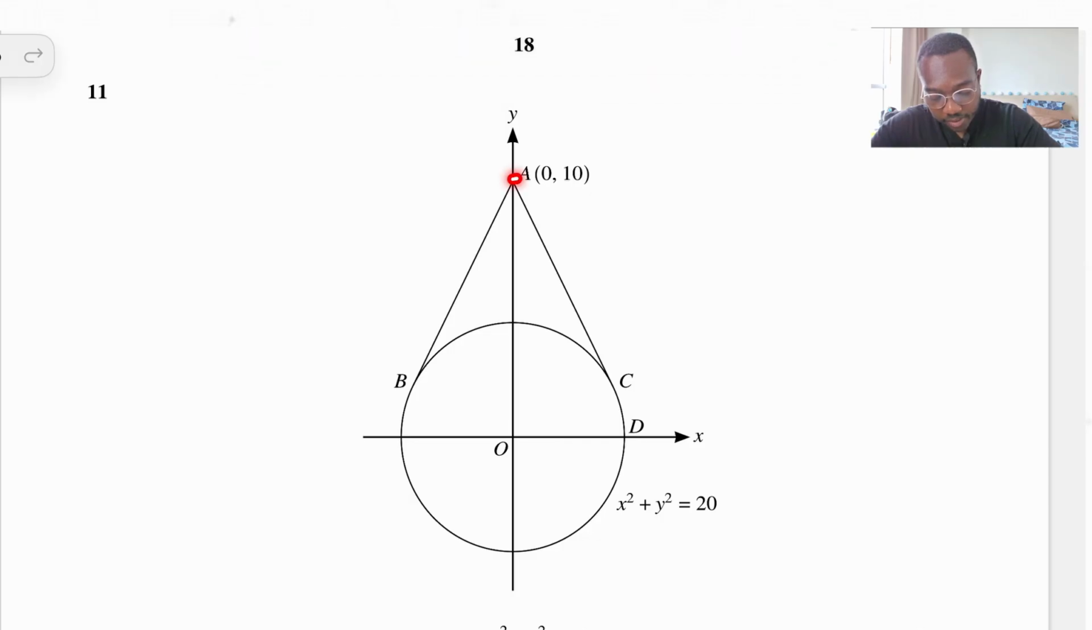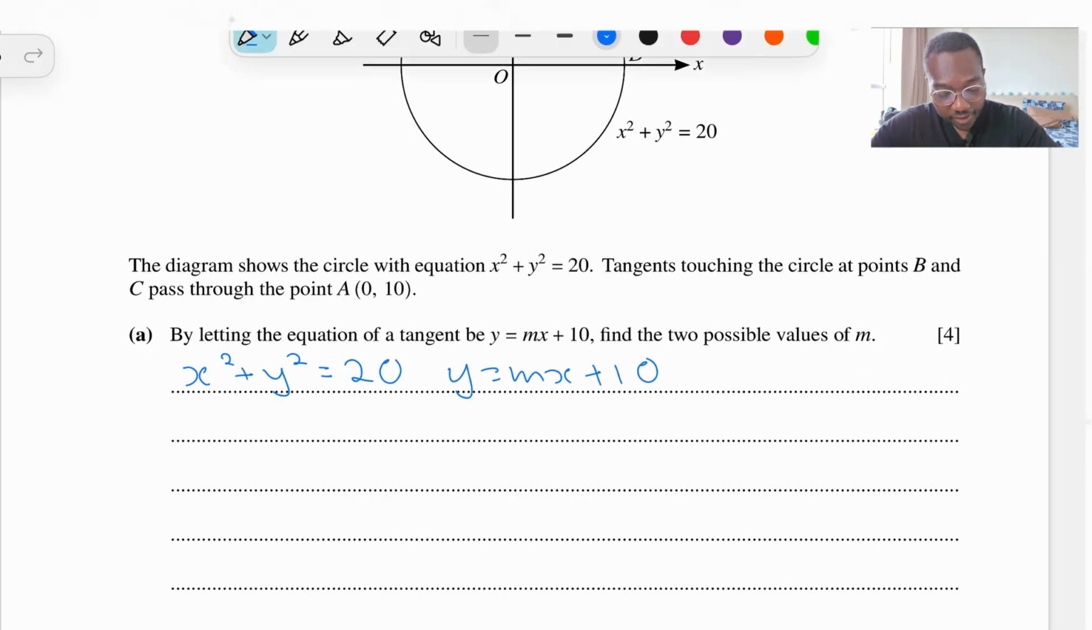So if we look at this here, what they're saying is m could be this gradient here, or m could be this gradient here, okay? These are two independent lines. It can have this gradient or it can have this gradient here, okay? And we need to figure out what those points are. But we know they're going to intersect because they have to intersect, right?